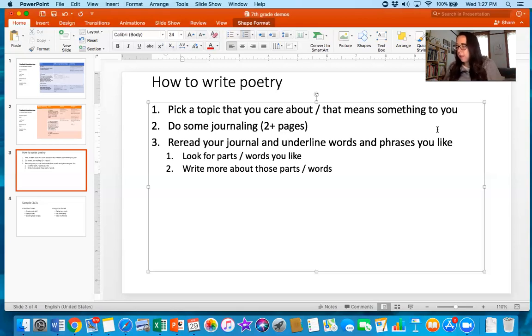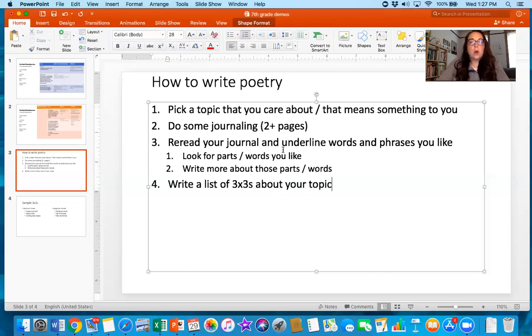The next thing that I want you to do is a strategy called 3x3s. Write a list of 3x3s about your topic. Also, if you want your topic to have a particular tone, like if you want it to lean more positive, you need to be mindful of that. My journal was all over the place. I had positive and negative stuff separately, right? It was all mixed up.